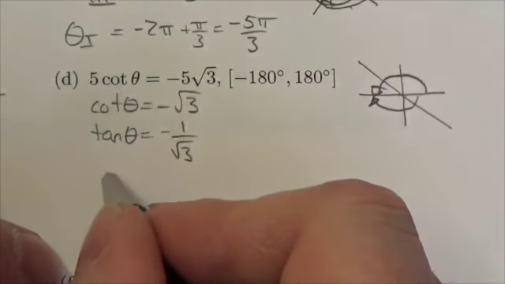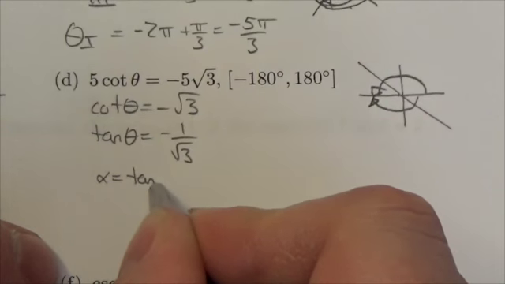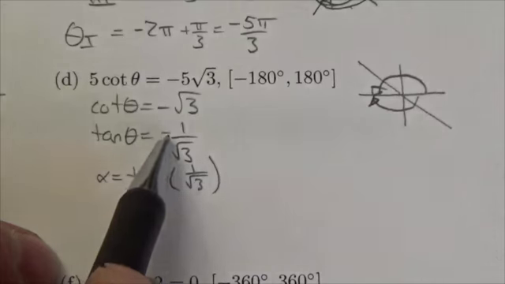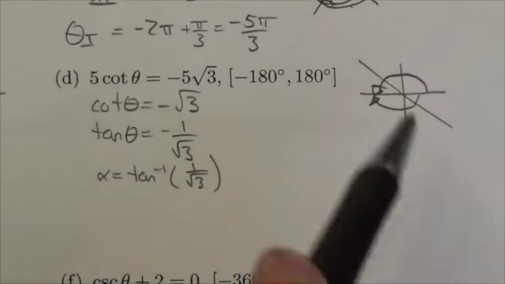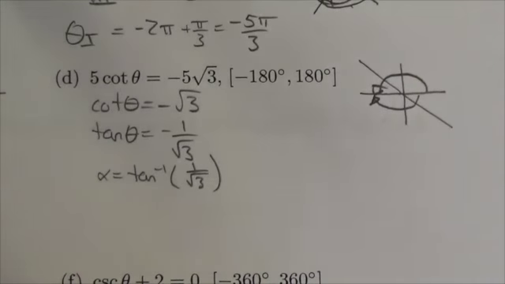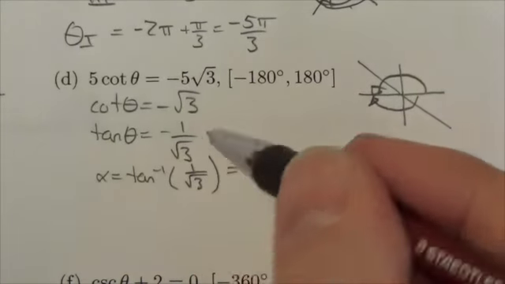So now the next thing I need to do here is identify my reference angle. So I'll take the inverse tangent of positive 1 over root 3. I don't need the negative anymore because the negative told me what quadrants I was going to be in. Now what I need is the size of the angle, the size of the reference angle. For that, I need these values.